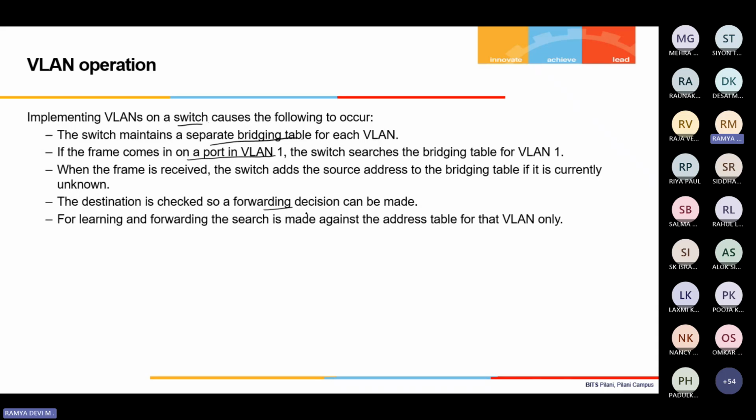If the destination address is unknown, the frame will be flooded only within that VLAN. So the learning and forwarding decisions will be restricted to the VLAN alone. Okay, so a strict broadcast domain can be provided.